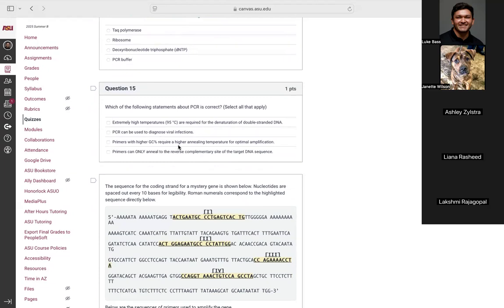And then which of the following statements about PCR? Right, so the first one you said is correct.